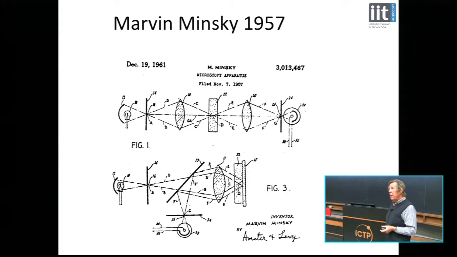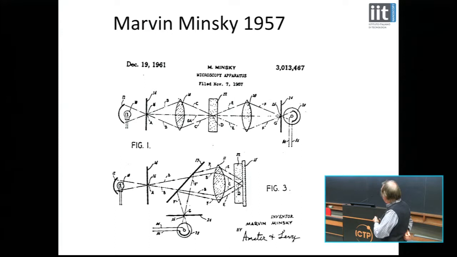So why he came up with this idea is not too clear. But anyway, these pictures are taken from his patent that he filed in 1957. And you can see... he didn't call it a confocal microscope, by the way. He called it a double-focusing optical system, right? So stressing the fact that you've got the two lenses. And you can see a transmission system, a reflection system.